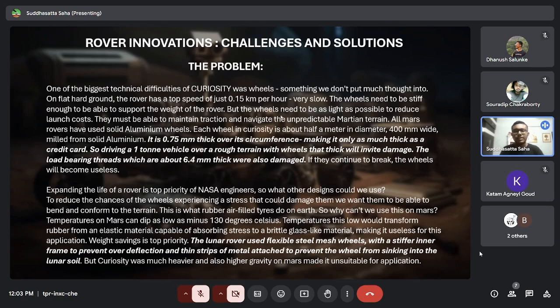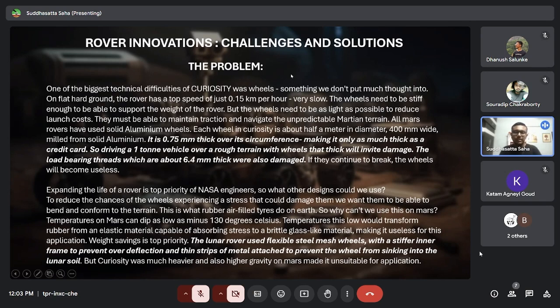You see, the wheels of Curiosity were, you can say, half a meter in diameter, and about, the data is here, 400 millimeters wide. And you would be surprised that the thickness over the circumference is just 0.75 millimeters, which makes it as thick as only a credit card.